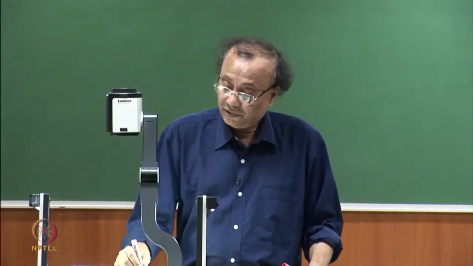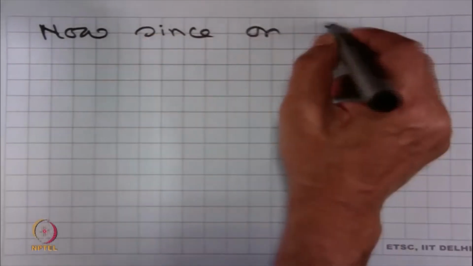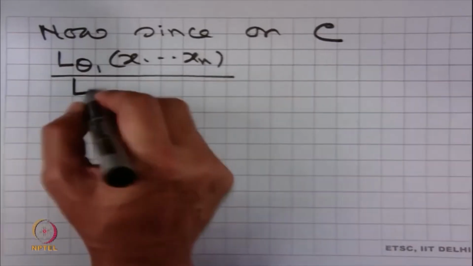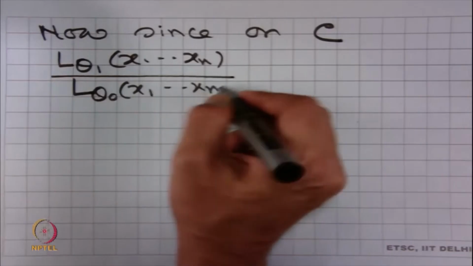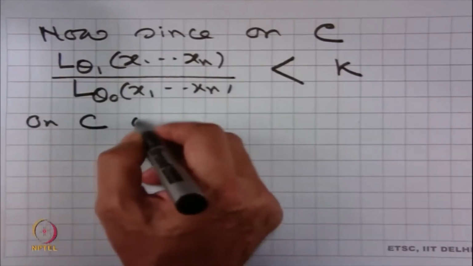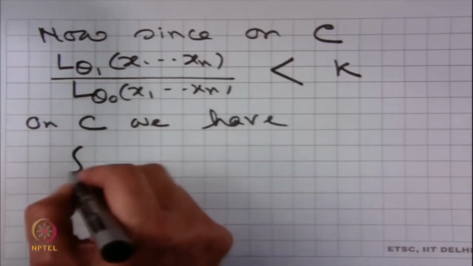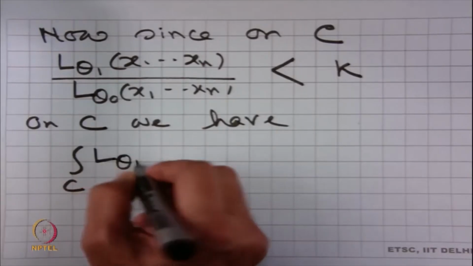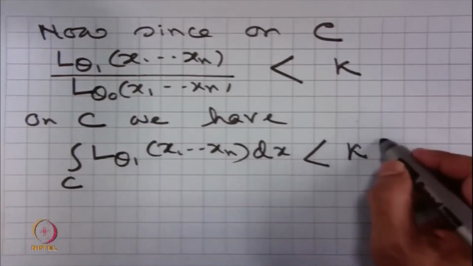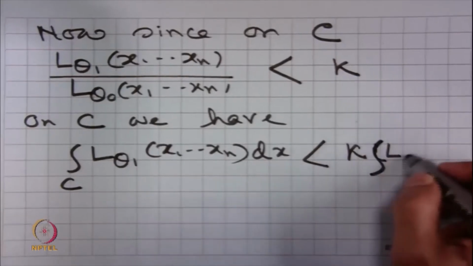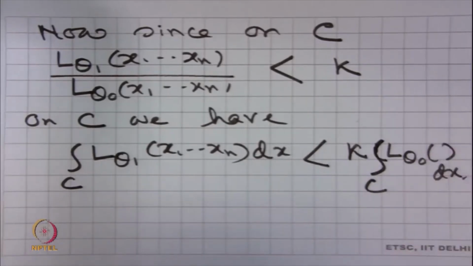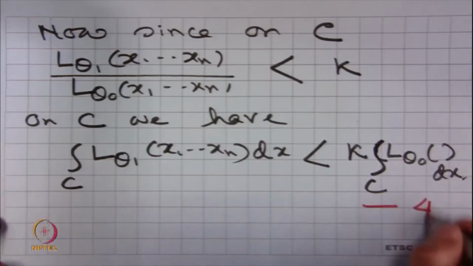Now, since on C, L theta 1 of x1 x2 xn upon L theta 0 of x1 x2 xn is less than k, on C we have integration over C of L theta 1 of x1 x2 xn dx is less than k times integration of L theta 0 of x1 x2 xn dx. So, let us call it 4.